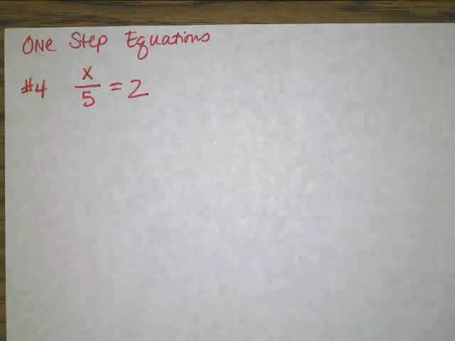So, step 1 is to decide, are we adding, subtracting, multiplying, or dividing to that side? If you say you are adding, raise your hand. If you say we're subtracting, raise your hand. If you say we're multiplying, raise your hand. So x over 5 is a multiplication problem.